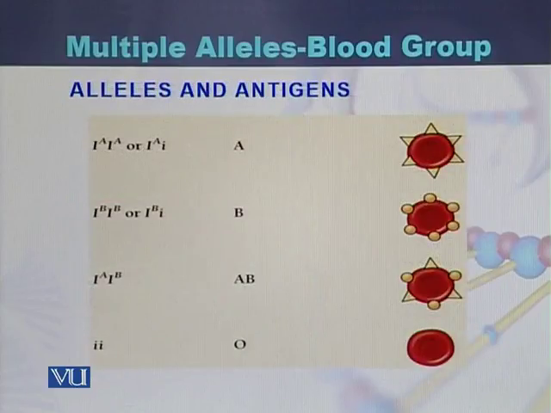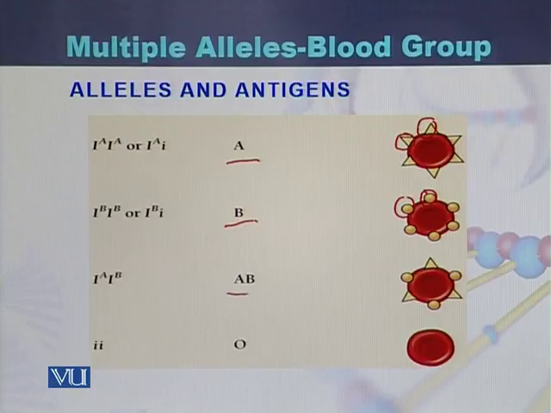So in this diagram we can see how these antigens are different from each other. In case of blood group A, if we mark the antigens with triangles, they are in the form of triangles. In case of allele B, on the surface of the red blood cells, there are antigens called antigen B, and they can be marked as circles. So these are the antigen B.